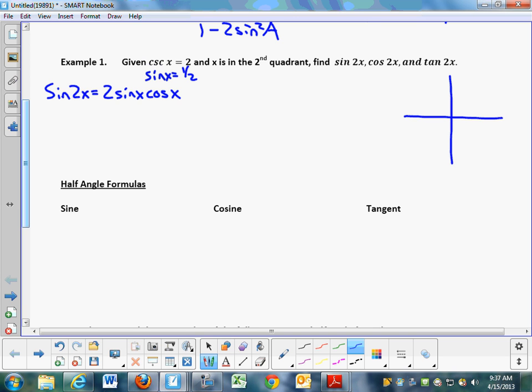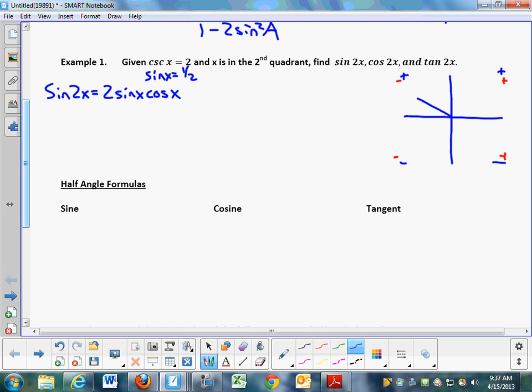Okay. We're in the second quadrant. So positive for sine, negative for sine. Cosine is positive here, negative here, negative here. If we are in the second quadrant, is cosine going to be positive or negative? It's going to be negative.